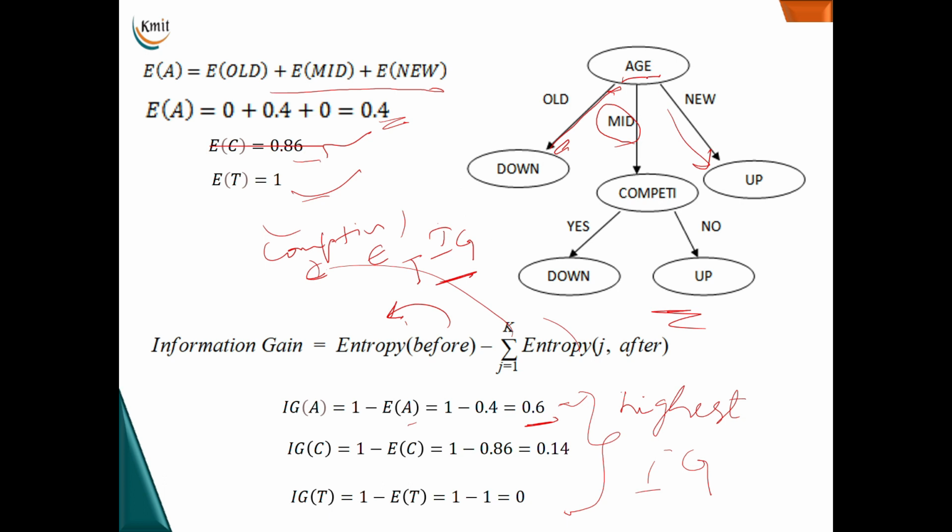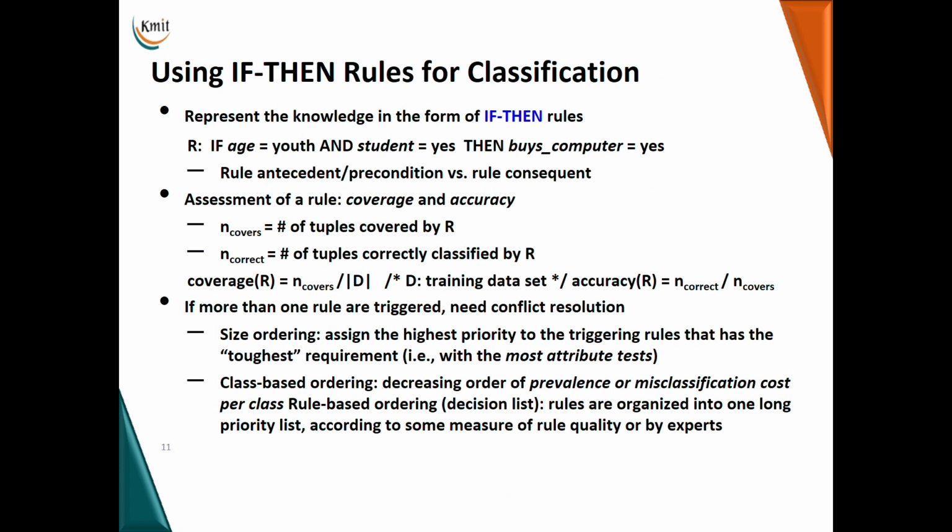Now, if you can see the diagram, if age is old, then it is down. If age is new, then it is up. If age is middle, then they are participating in the competition. After participating in the competition, it is yes or it is no, either of the conditions. So this is called your rule-based classification. Now, using if-then rules for classification, representing the knowledge in the form of if-then rules: if age is equal to youth and student is equal to yes, then buys computer. The same thing, whatever I told. Rule antecedent or precondition versus rule consequent.